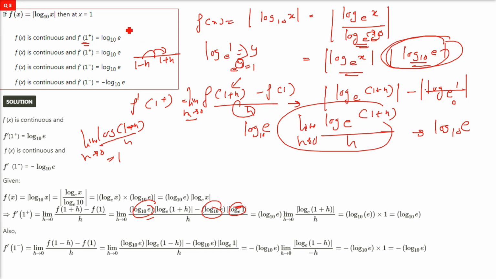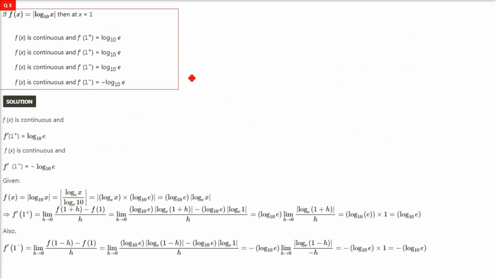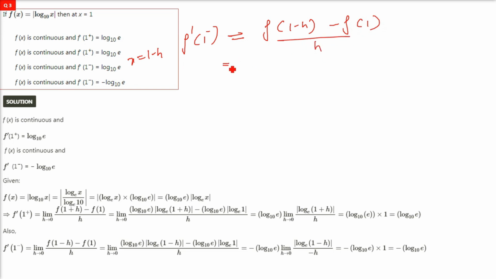First one you are getting, but we have to check for log 1 minus also. So I am just clearing it, and we are coming to this second part, which is f dash 1 minus. You have to replace this x by 1 minus h. So just replace wherever, basically it is f(1 minus h) minus f(1) by h. Replace x with 1 minus h.